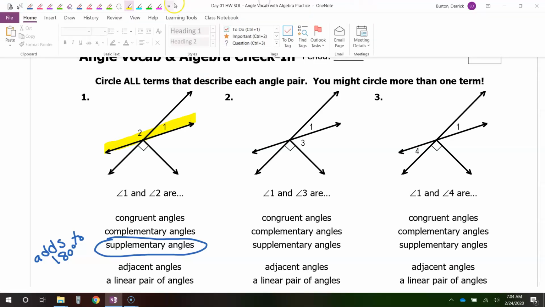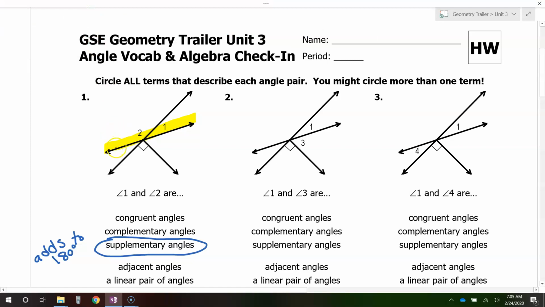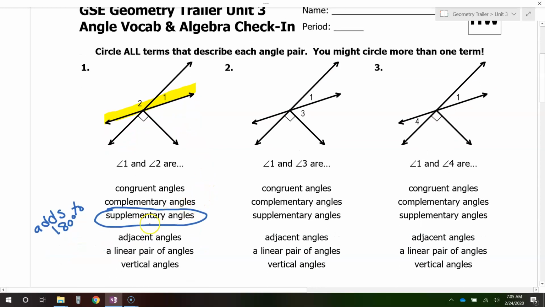Whenever you see a straight line like this, see how angle 1 and angle 2 form a straight line. A straight line is always going to give you 180 degrees. You can picture a semicircle sitting on top of that line, and that would be 180 degrees. So watch for the straight lines, and they're going to be supplementary. Also, when angles form a straight line like this, they are called a linear pair of angles. All right, so this is a linear pair.